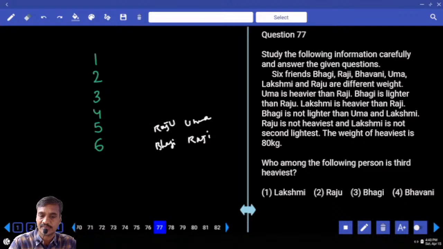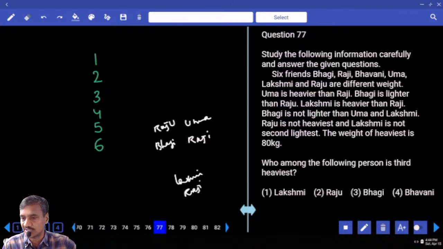Bagi is lighter than Raju. Lakshmi is heavier than Raji. Now this Lakshmi is heavier than whom? Raji. Lakshmi is heavier than Raji. Bagi is lighter than Raju.